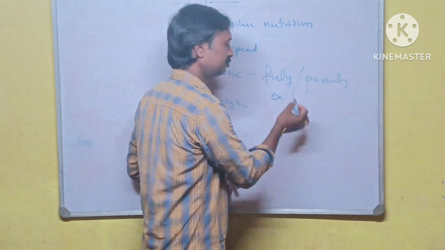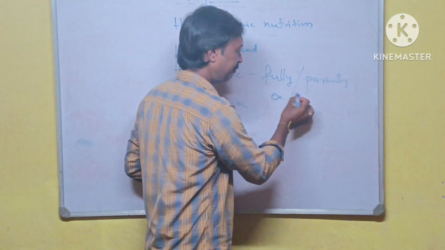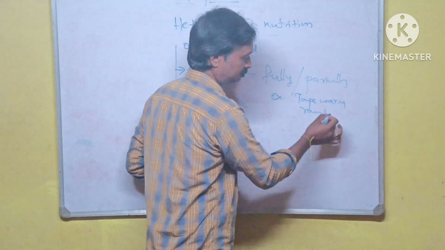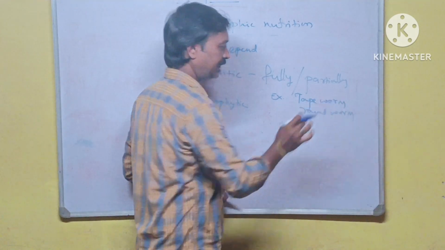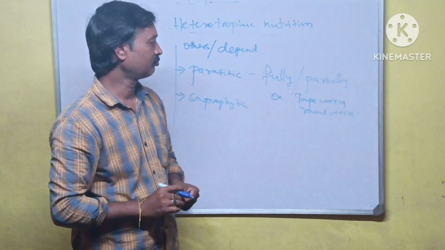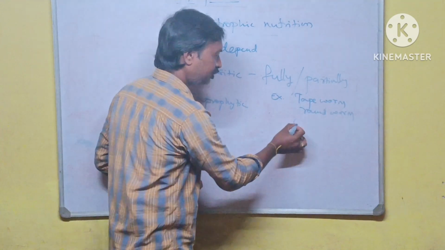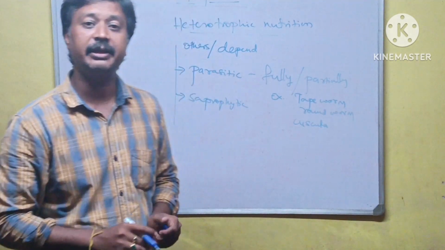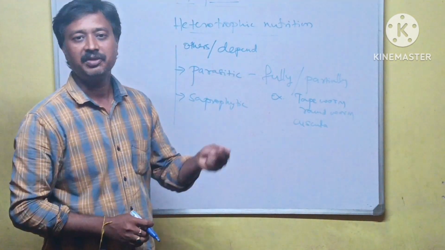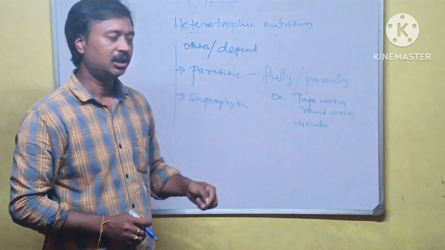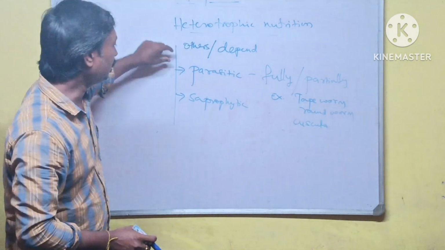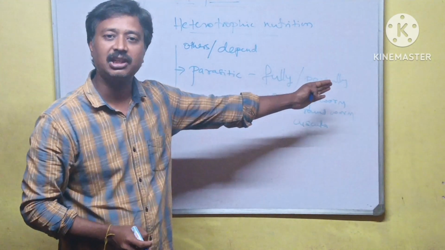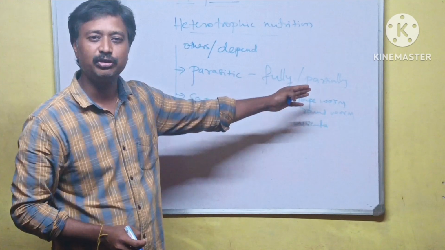Examples: tapeworm, roundworm, and partially, cuscuta, a very important one. Cuscuta is a partial parasite which lives on another plant. Remember, in parasitic nutrition, organisms fully or partially depend on other organisms for their food.